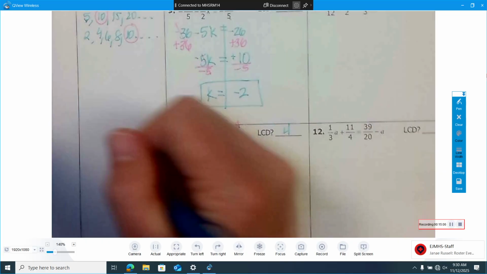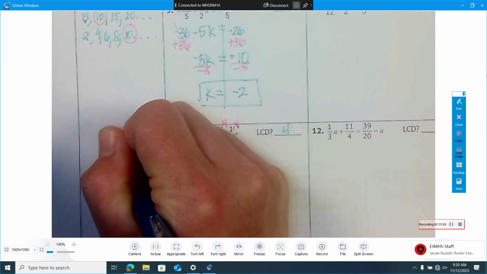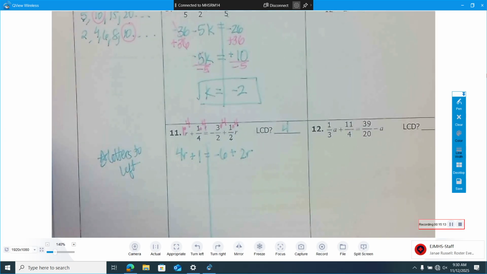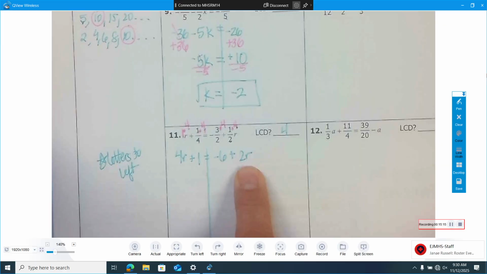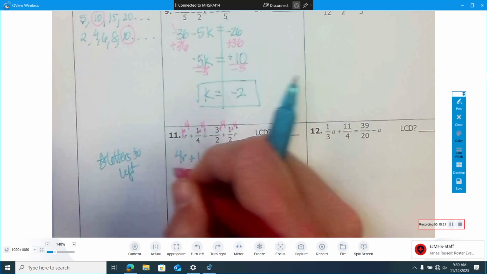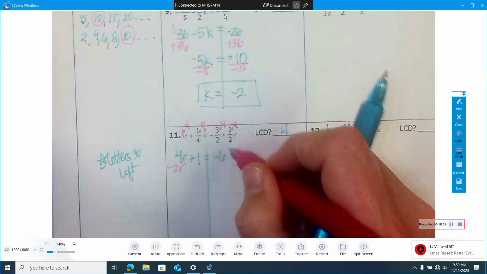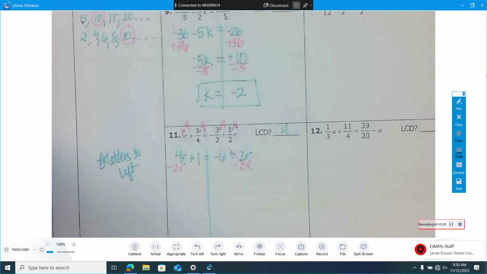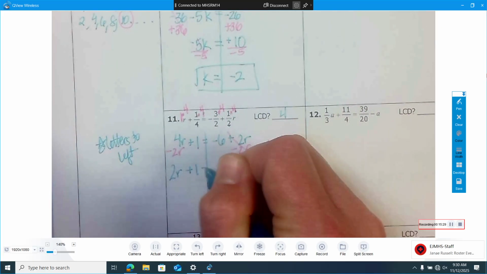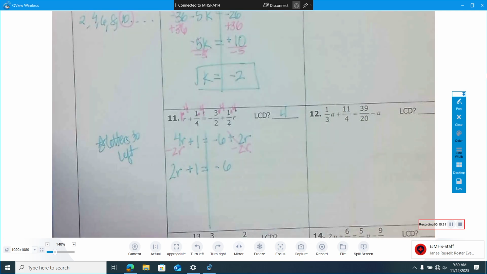My rule, letters to the left. Letters to the left. So if the letters go to the left, I need to take this letter on the right side and do what with them? Minus 2r from both sides. Positive 2r and negative 2r go away. 4r's minus 2r's is 2r's. Plus 1 equals negative 6.